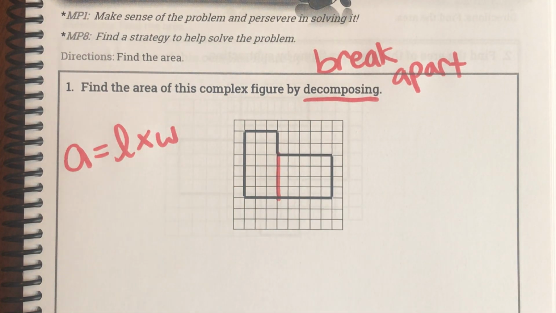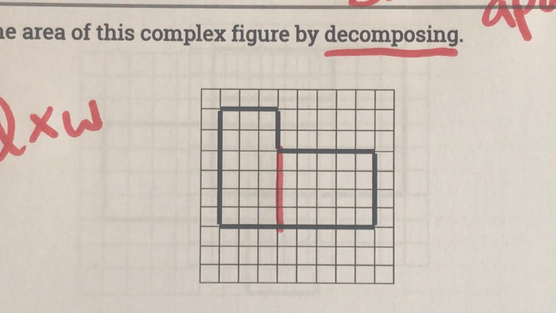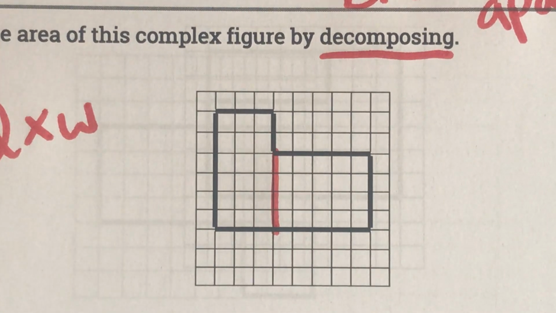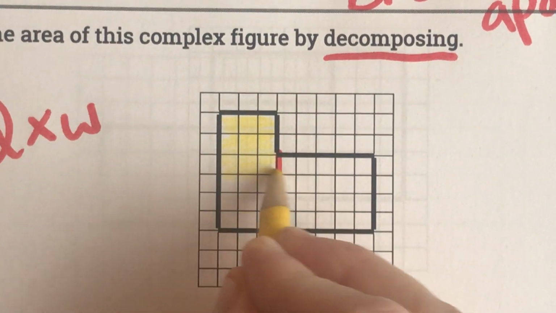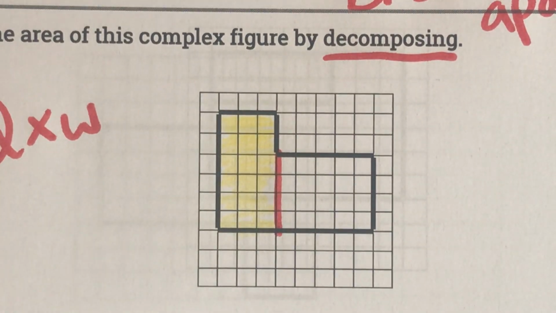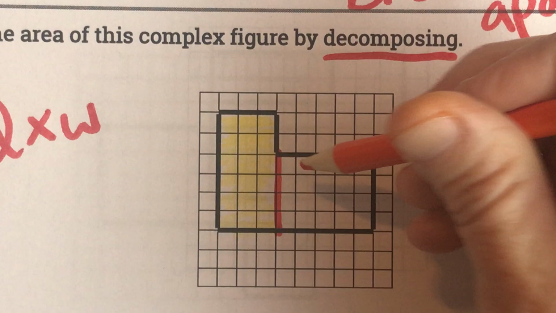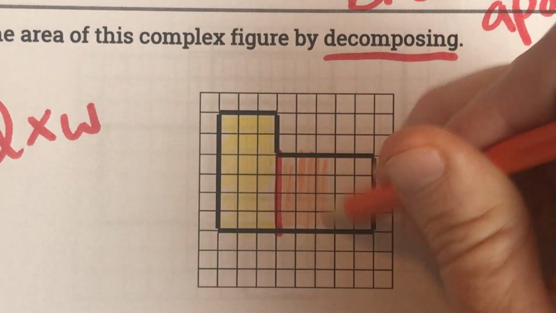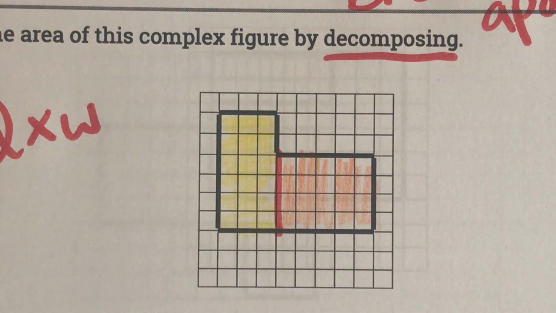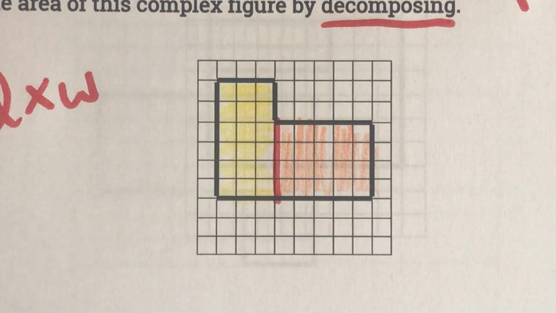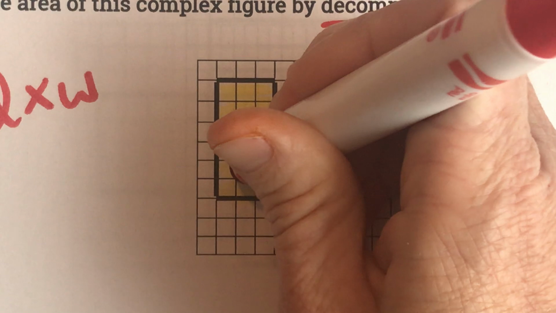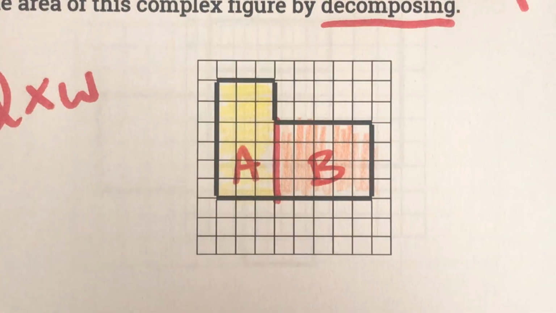So I have one rectangle and then another rectangle. I could even color them to make it really clear. I have my yellow rectangle and then I have my orange rectangle. So all I did was break it into my two parts, and then I need to find the area of each one. I might even want to label them, maybe A and B.